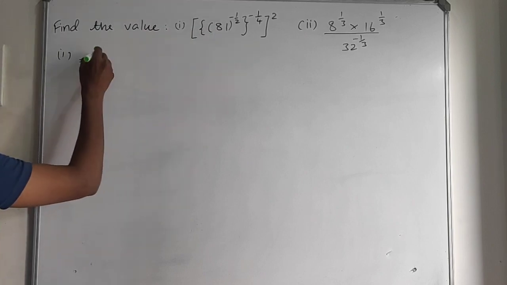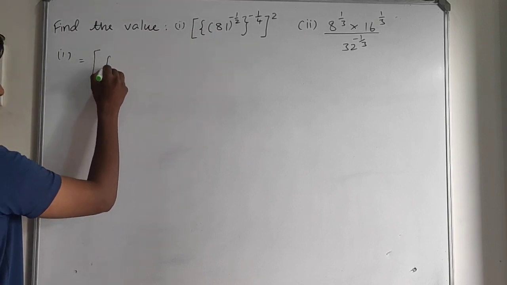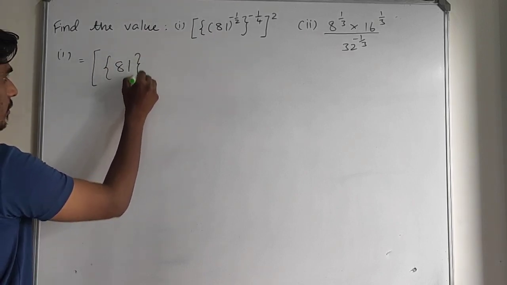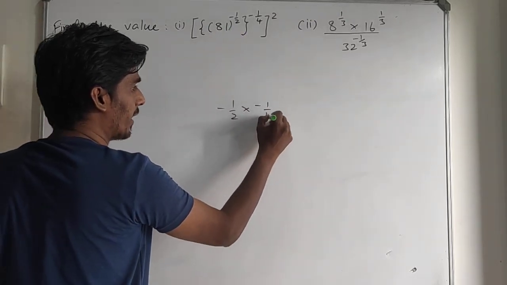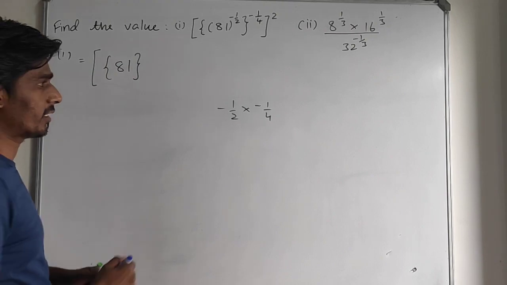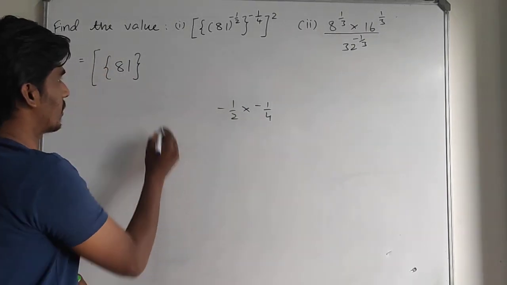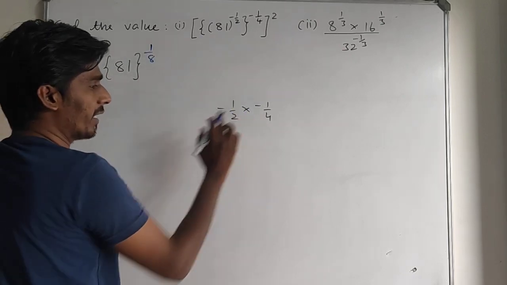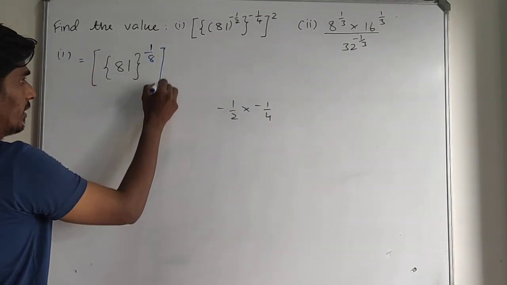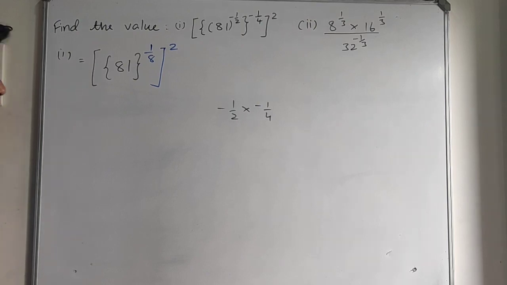So the next step of this will be a square bracket, curly bracket, 81. Now minus 1 by 2 into minus 1 by 4. What is the product? 1 into 1, it's 1. 2 4s are 8. Minus minus plus. Then whole bracket 2.